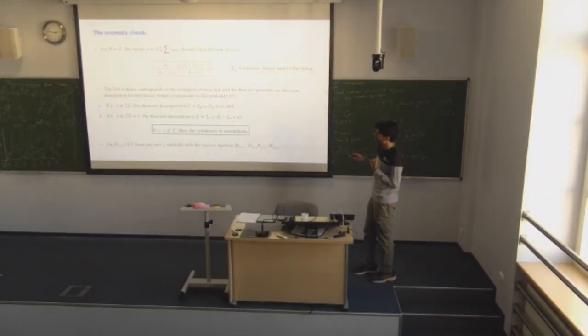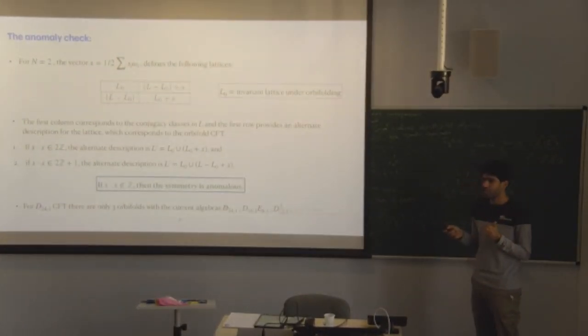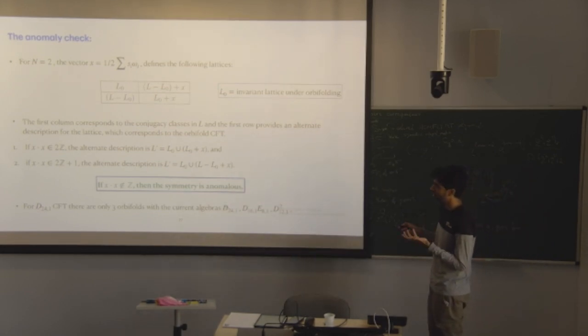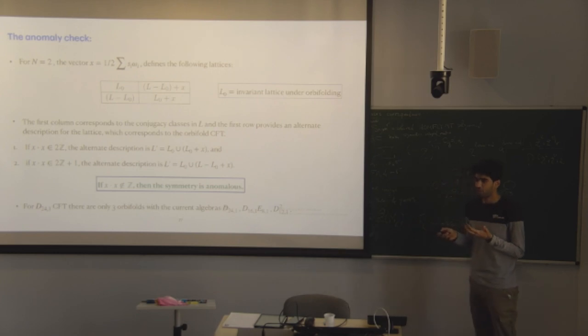So the anomaly check can also be made. For example, I showed you that t squared acting on the partition function Z_eta should keep it invariant, and that is how you check whether your theory has an anomaly or not once you want to orbifold your CFT with a particular symmetry.